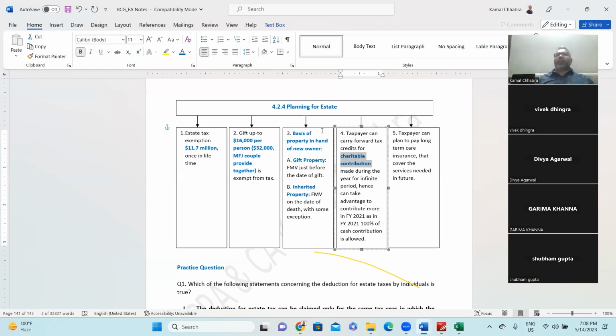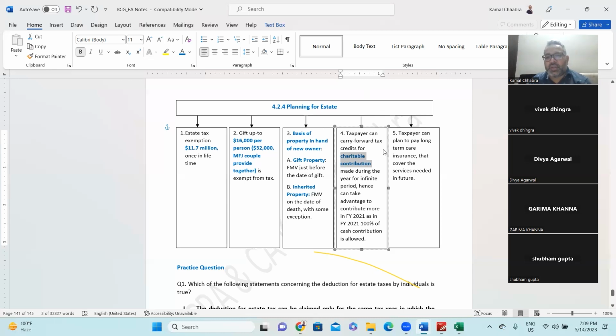Normally the deduction on charitable contribution is 60% for cash contribution, but due to the CARES Act in 2020 and 2021, they have increased the limit to 100%. So for 2021, you can ask your client to make more contribution, as that can be carried forward infinitely. If it is over and above the requirement, you can take the benefit in the subsequent year. Make sense?